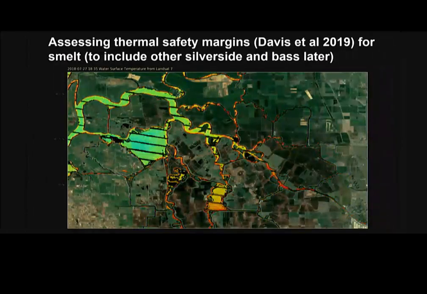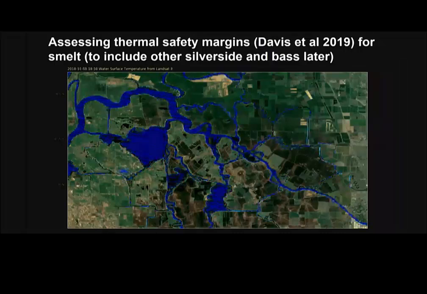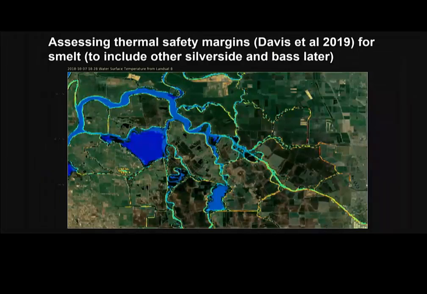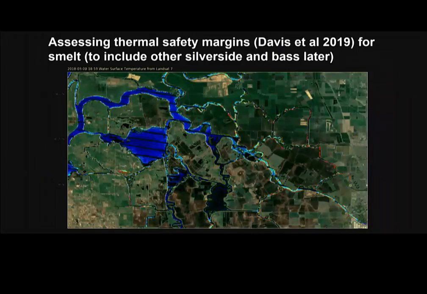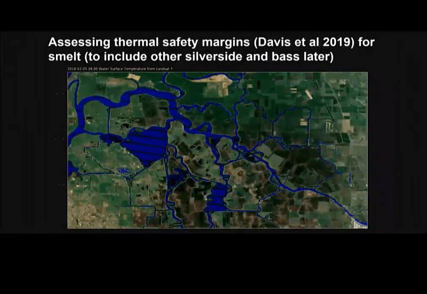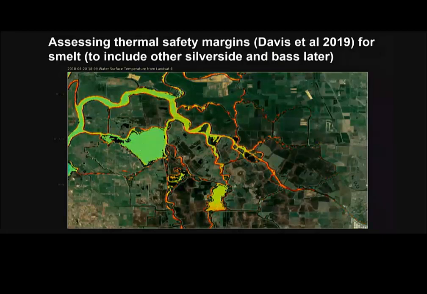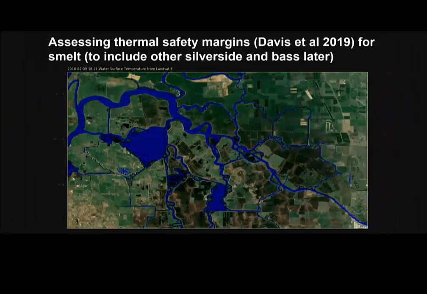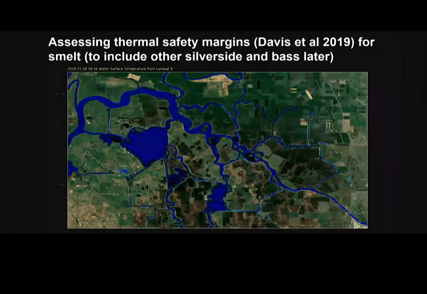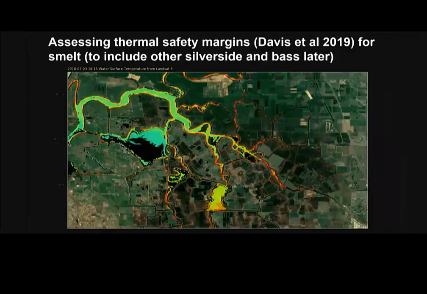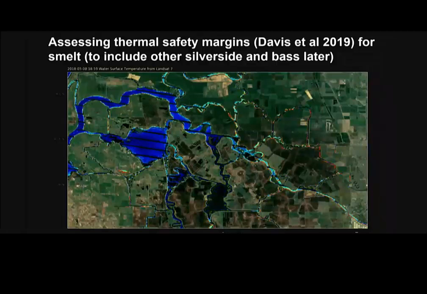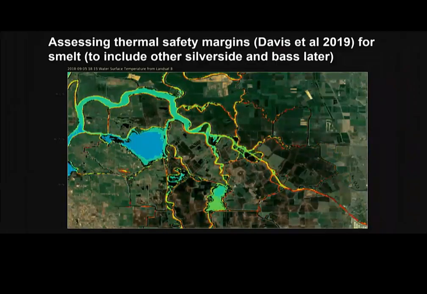I saw a paper published pretty recently that did a really nice job characterizing the upper thermal tolerance of the delta smelt, silverside, and an invasive bass, showing that the silverside and bass had a much broader range of thermal tolerance than the delta smelt. The next set of figures and analyses that we would like to do is to produce maps of that thermal safety margin that corresponds with those 3 species as well.